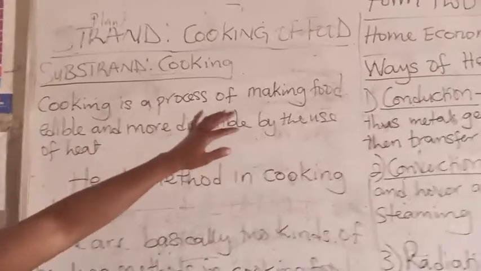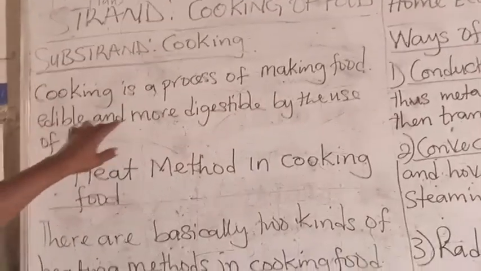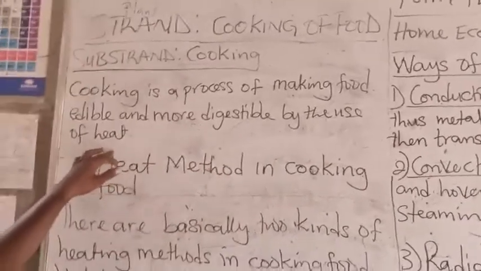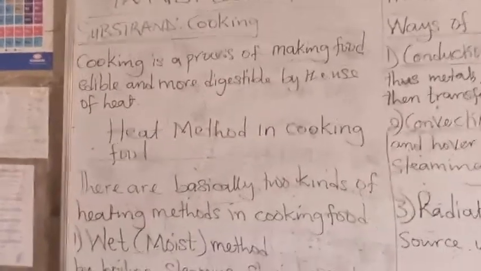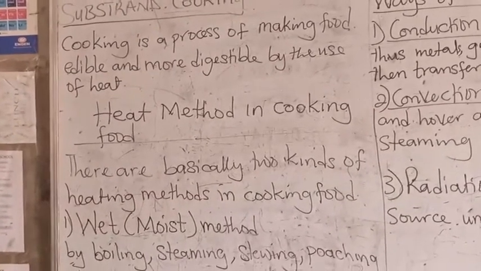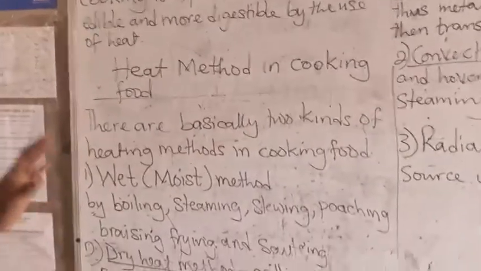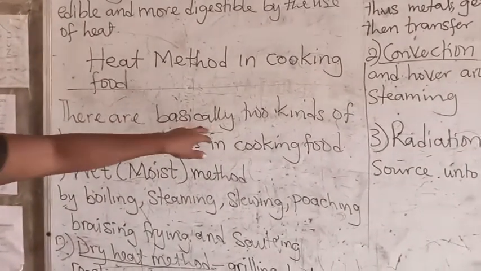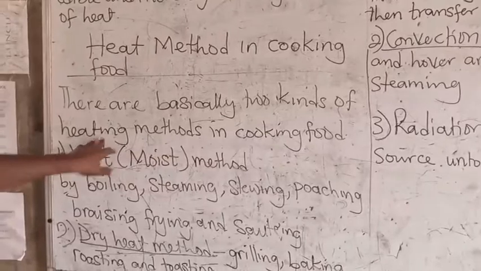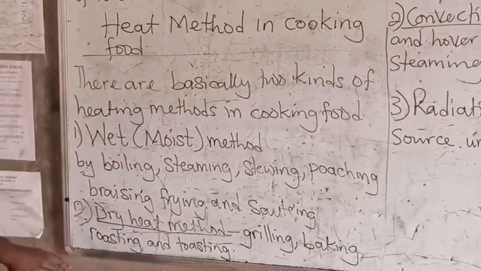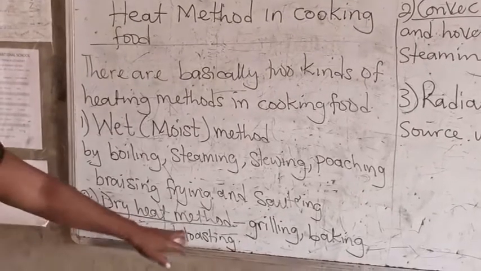Cooking is a process of making food edible and more digestible by the use of heat. So we cook with heat, and the heat comes in different forms. But we are going to look at the heat method in cooking. There are basically two kinds of heating methods in cooking food. We have the wet method and we have the dry heat method.